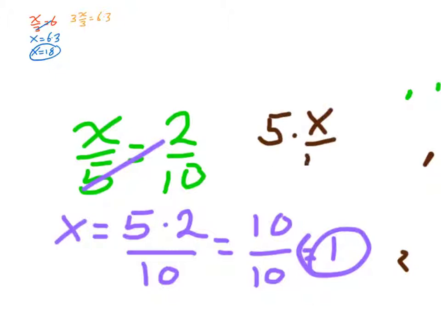So then we have the x over 5 is equal to 2 tenths times 5. So what we did was we took the 5 and we multiplied it on both sides because it's right here. So that way the 5's cancel out and I'm left with the same 2 times 5 divided by 10 right here, which gives me the same answer.